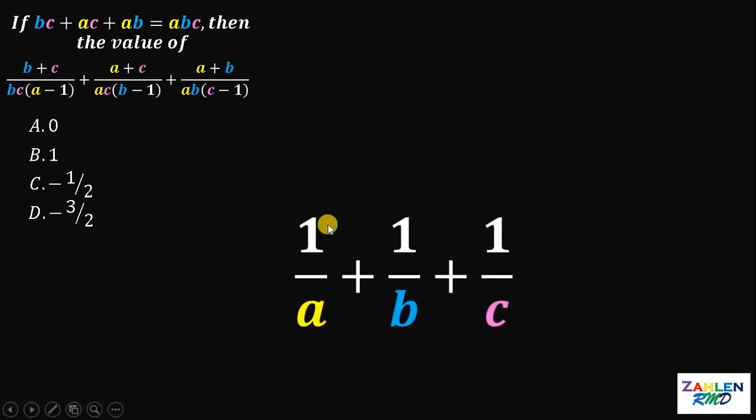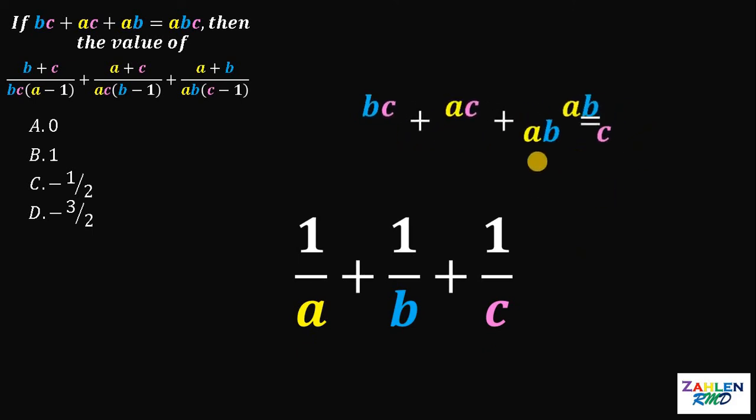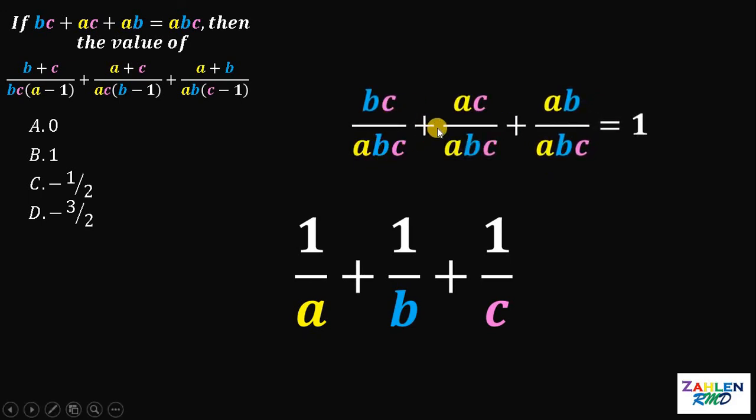Our expression now becomes 1 over A plus 1 over B plus 1 over C. And the question is, what is the value of this expression? Again, we will use the given equation: BC plus AC plus AB equals ABC. To solve for the value of this expression, we divide all terms by ABC.